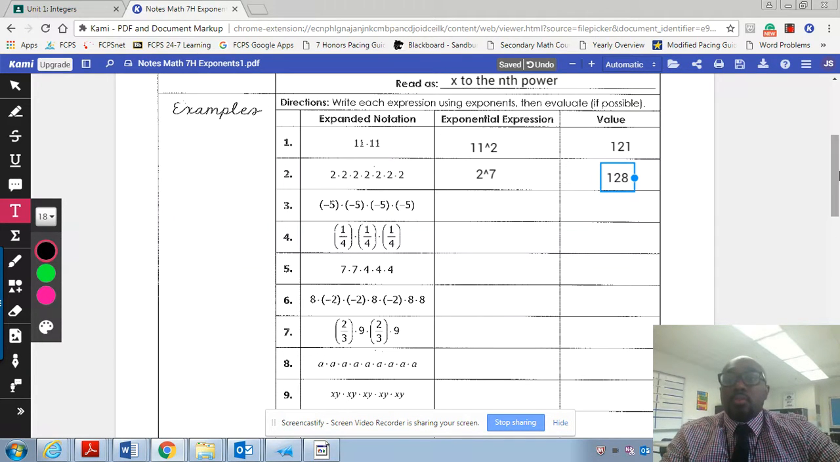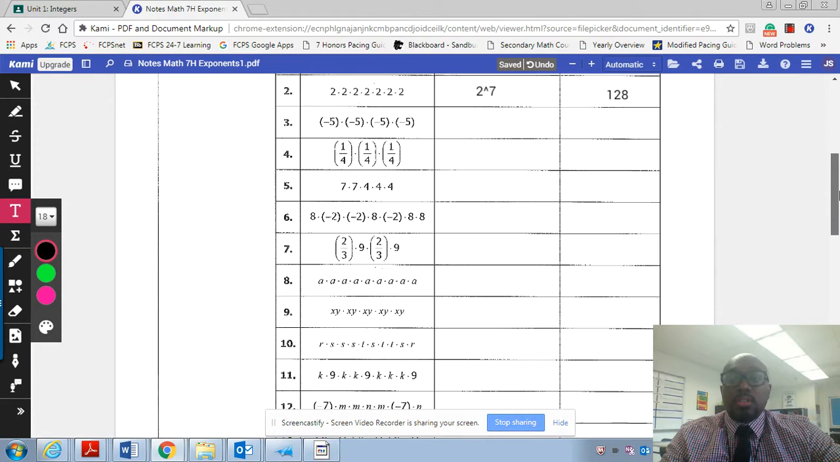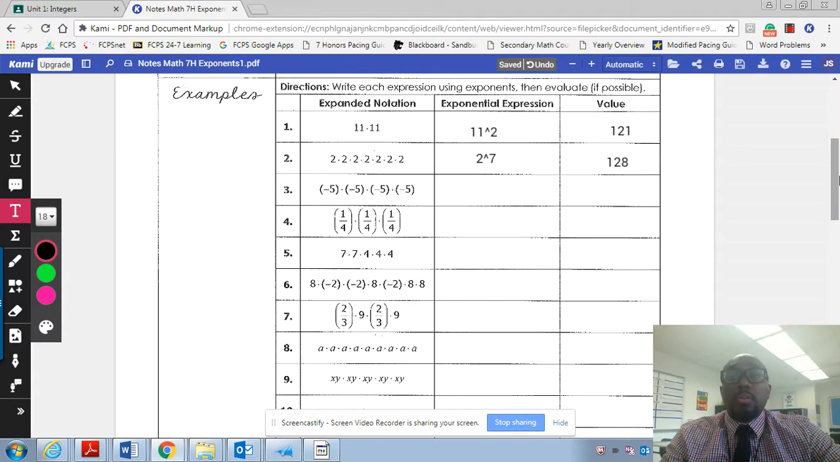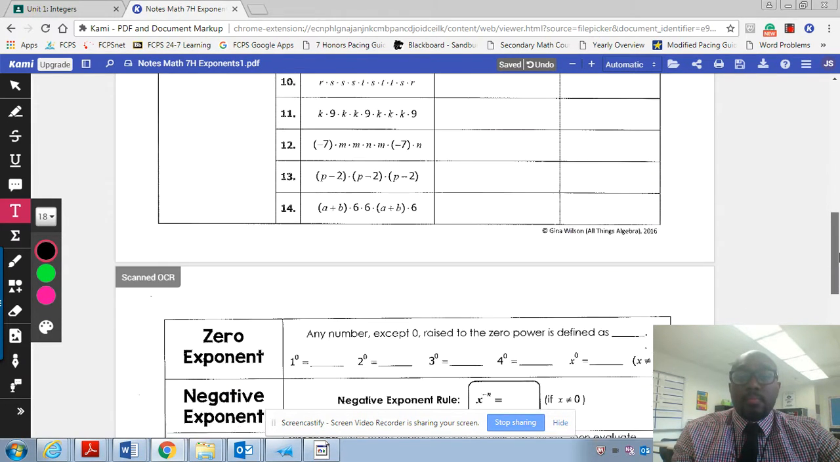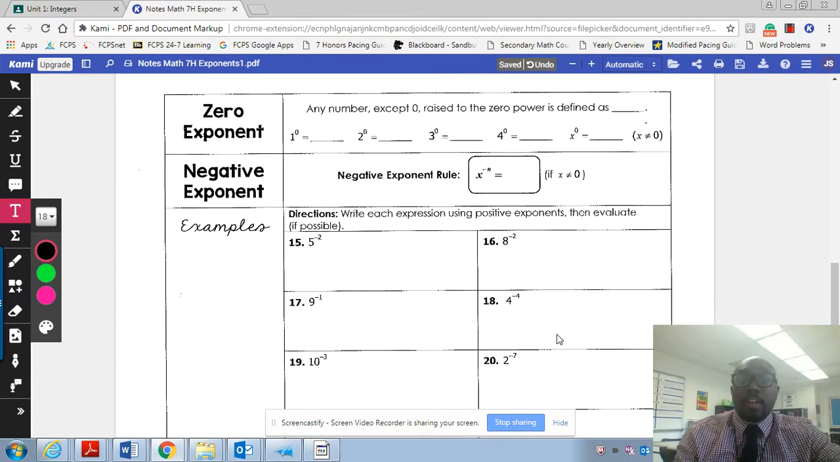Okay, so the rest of these in this list you are going to do on your own. I'm going to post the answers in class tomorrow. You can go ahead and do them right now. Pause the video, do them, and then jump down to the bottom. So now that you are back, we're going to talk about zero exponent and a negative exponent.